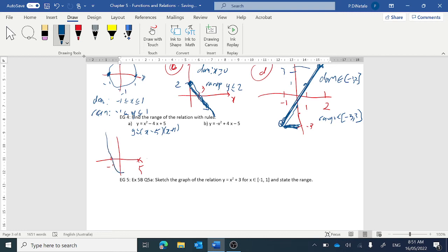So we really need the turning point here, because the graph looks like this. We need to find the turning point. So the turning point, x equals minus b divided by 2a to get the x value. So I'm going to get 4 divided by 2, so the x is 2. When x is 2, y equals, substituting back in, 2 squared is 4 minus 8 plus 5. So we've got 9 minus 8, which is 1.